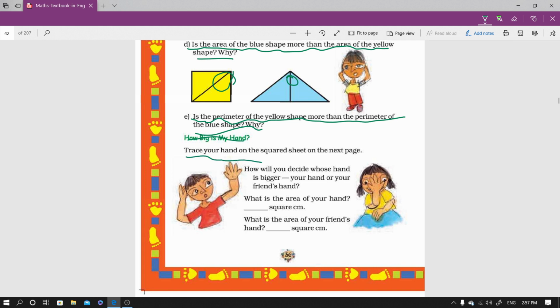Trace your hand and square it on the next page. How will we decide whose hand is bigger, your hand or your friend's hand? What is the area of your hand? Blank square cm. What is the area of your friend's hand? Blank square cm.